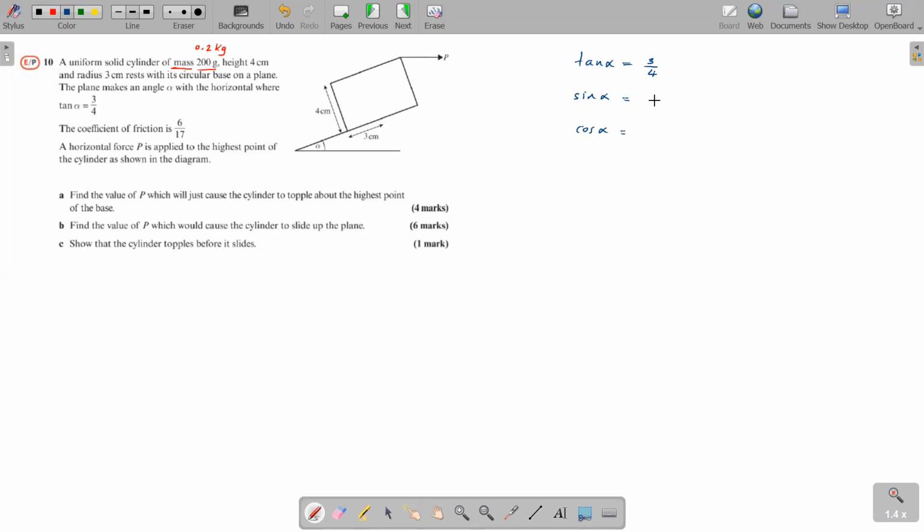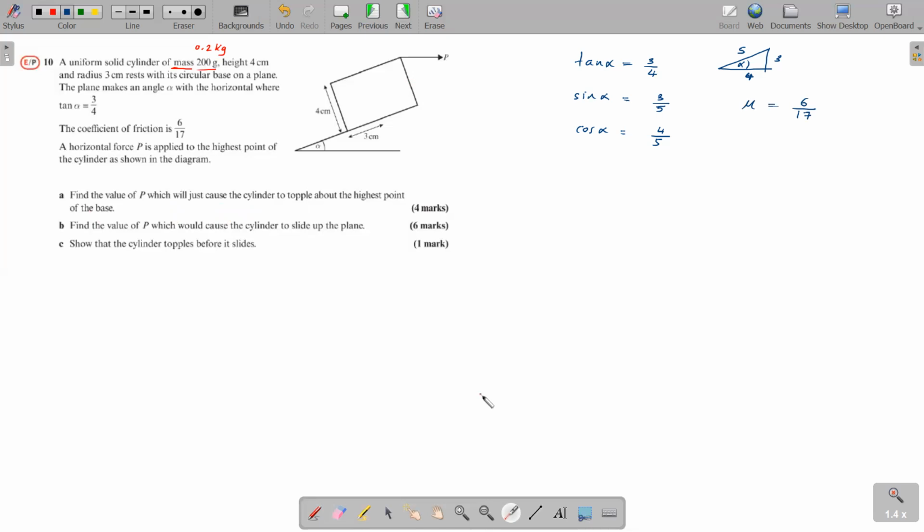That will be useful. So tan alpha is opposite over adjacent, right? According to Pythagoras, this side will be 5. Sine alpha is opposite over hypotenuse and cos alpha is adjacent over hypotenuse. So I got the three ratios. And coefficient of friction mu is 6 over 17. A horizontal force P is applied to the highest point of the cylinder as shown in the diagram. Find the value of P which will cause the cylinder to topple about the highest point of the base.